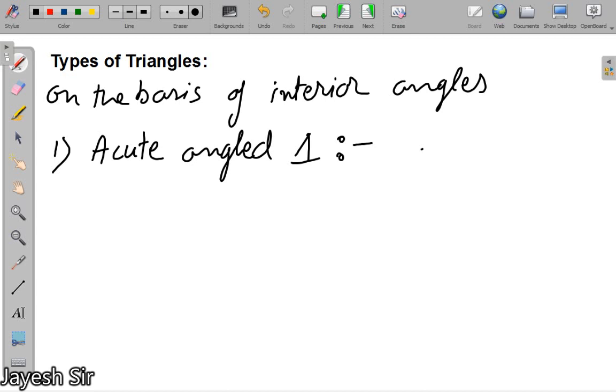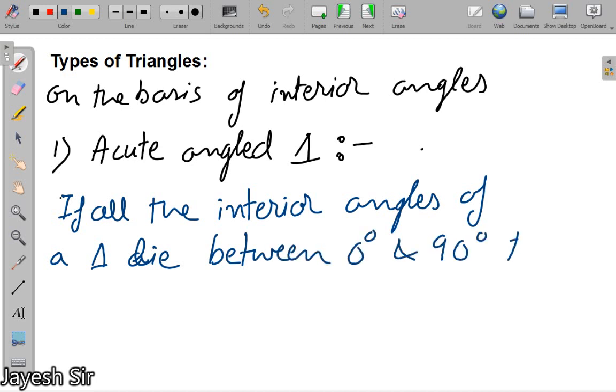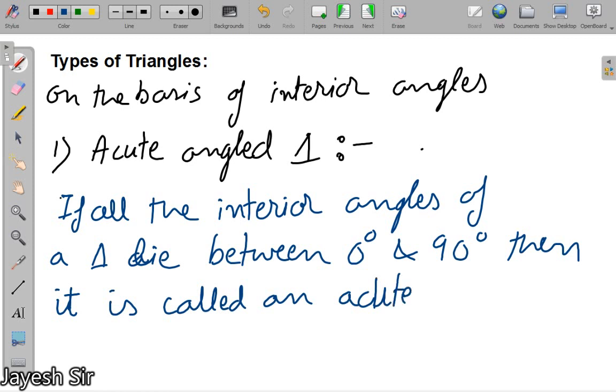So what is an acute angle triangle? If all the interior angles of a triangle lie between 0 degree and 90 degree, then it is called an acute angled triangle. Okay, so this is an acute angled triangle.